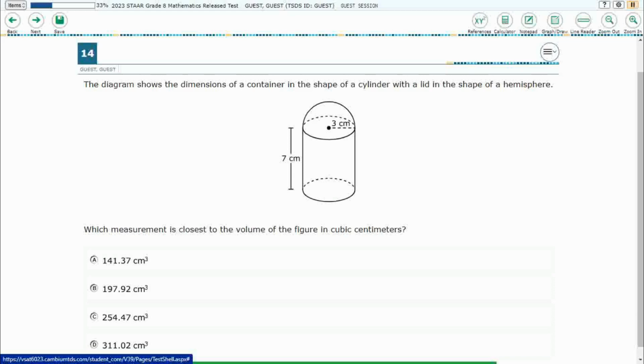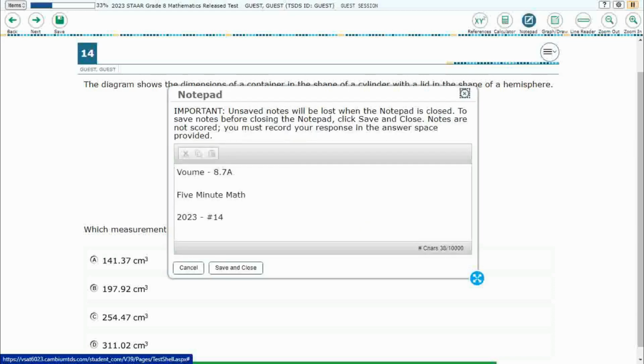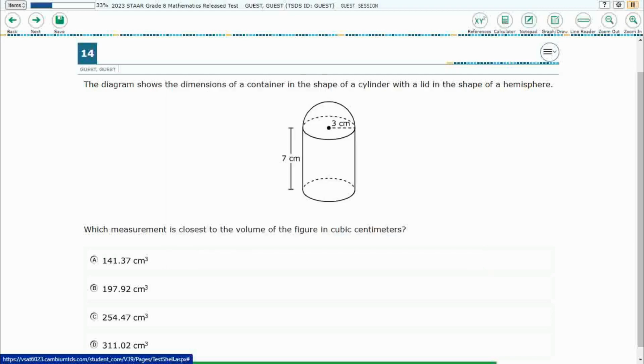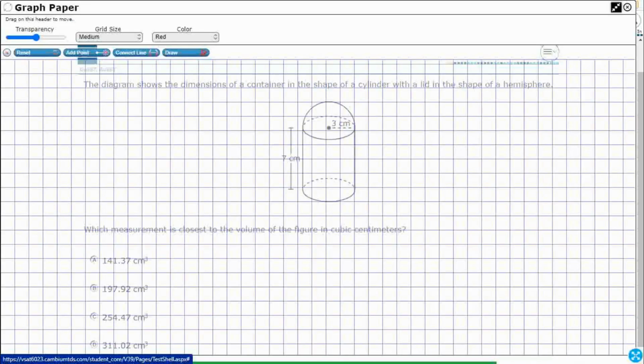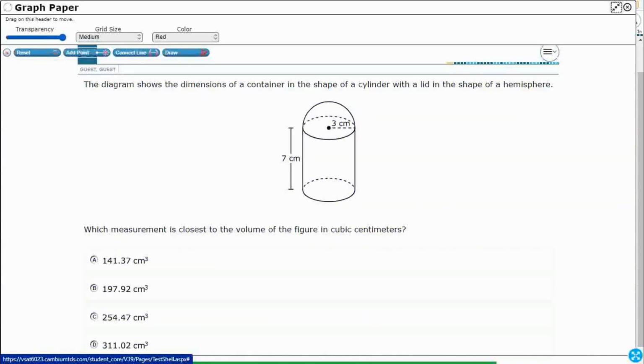Alright, so we have this strange shape here. We need to find the volume, but we also need to keep in mind that this is a composite figure. So let's break this down into the two smaller figures that we see here. First, let's deal with the cylinder. I'm seeing the cylinder right here. We're going to deal with that cylinder first.